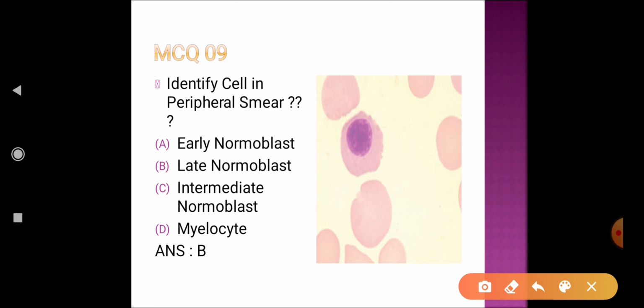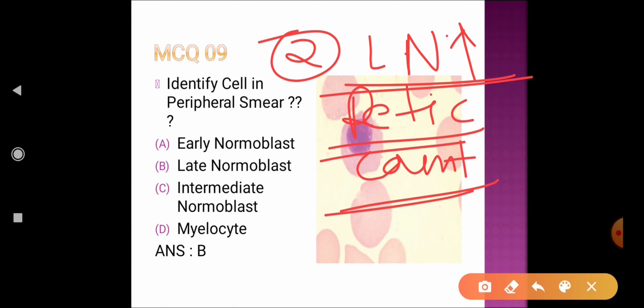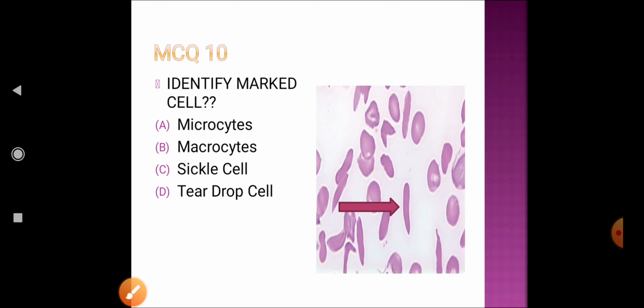In hemolytic anemia, in the peripheral smear, two classical findings are seen. Remember, guys, it's the most important MCQ. Your late normoblasts will be increased, and your retic count will be increased in hemolytic anemia. These two are the classical findings of a case of hemolytic anemia in the peripheral smear: increased late normoblasts and reticulocytosis.